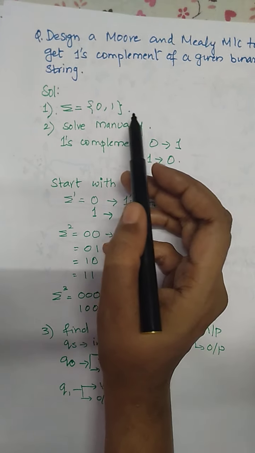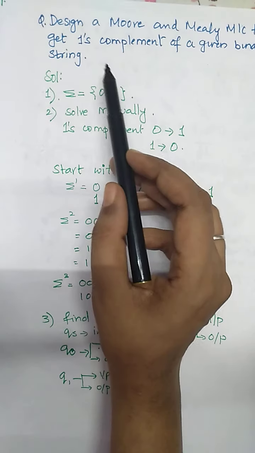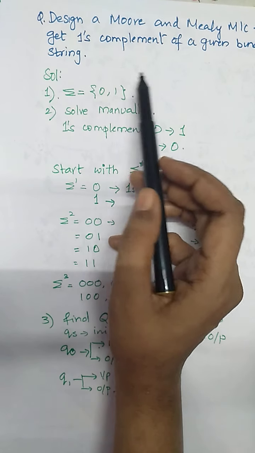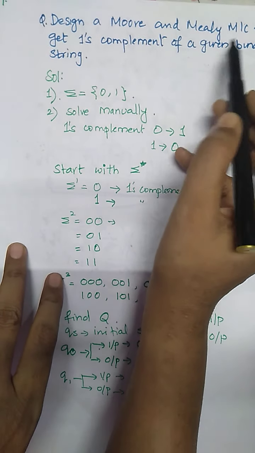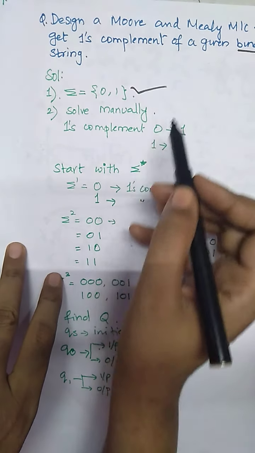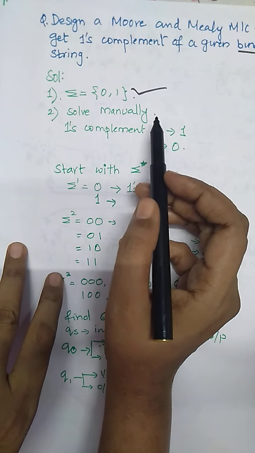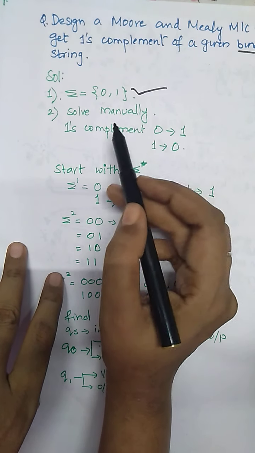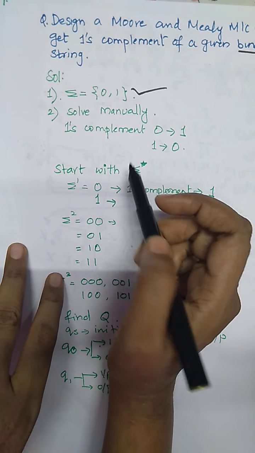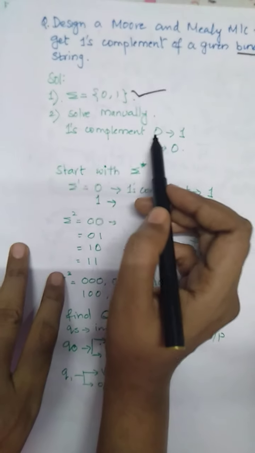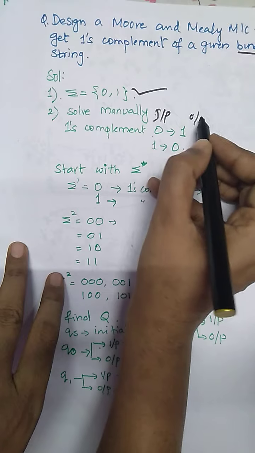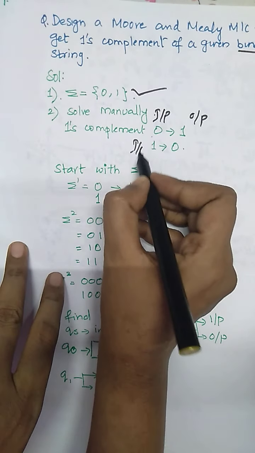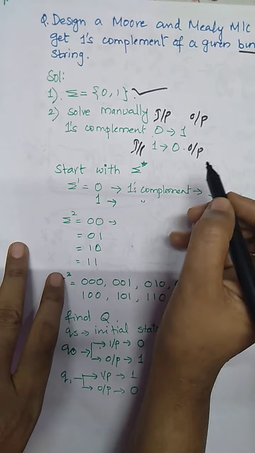So today we have to design a Moore and Mealy machine for finding the ones complement of a given number. As it is mentioned, it is a binary number, so sigma will be 0 and 1. Before finding the Q, we have to solve the question manually. So what will be my ones complement? If 0 is the input, your output will be 1. If 1 is your input, your output will be 0.